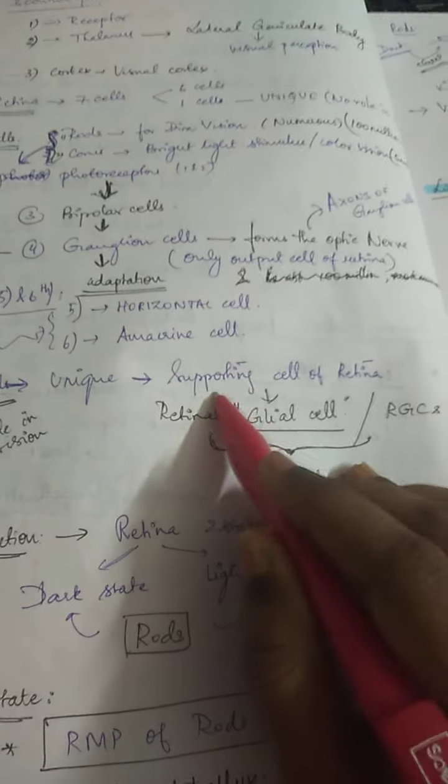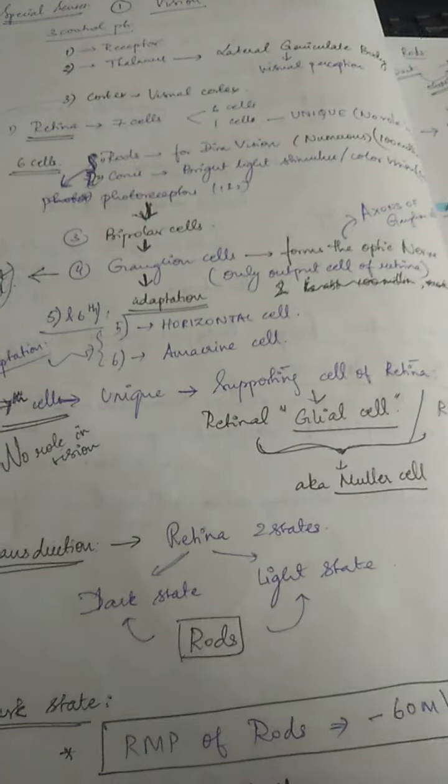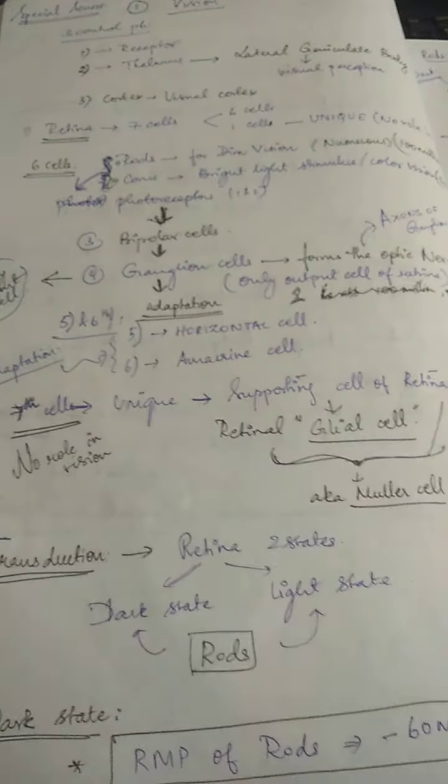There's a cell which has no role in vision. It's known as the retinal glial cell, also known as Muller cell. They don't have any role in vision. They just support the retina. So all these are regarding vision.